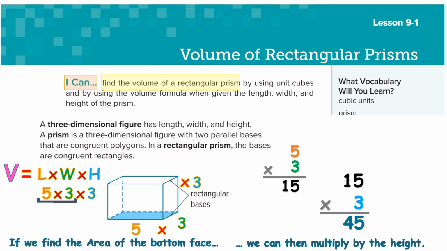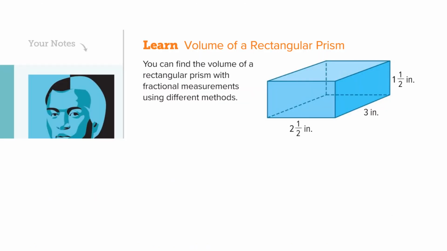But what's the label? There aren't any labels there. Well, if they ask you to find volume and they don't give you a label, then you just have to name it, cubic units, right? So units to the 3rd power. So if they don't give you a label, make sure you include one. So let's look at the next one.